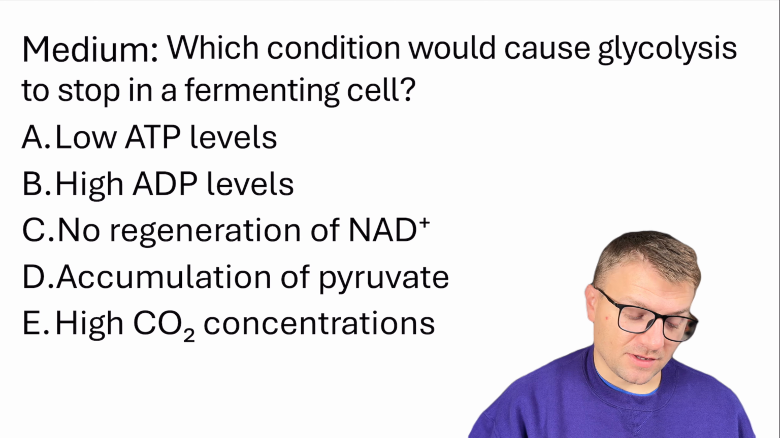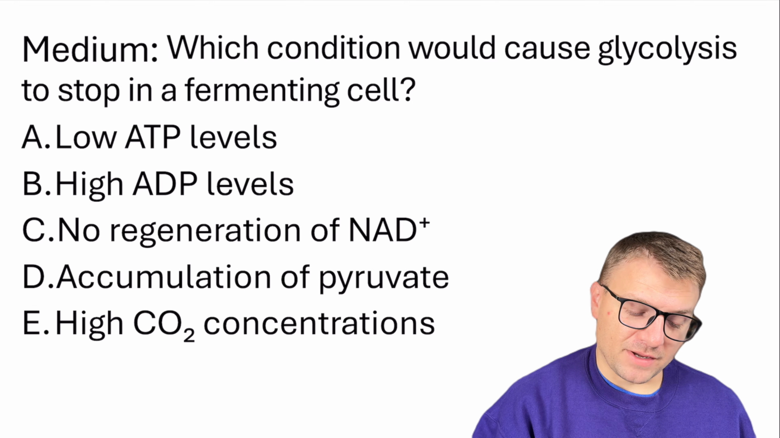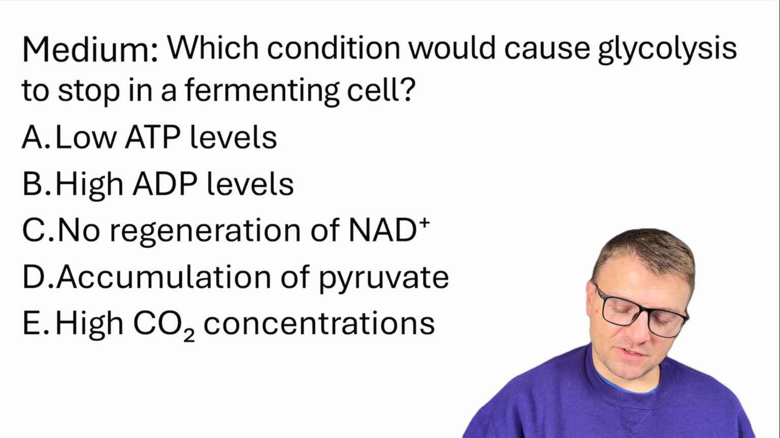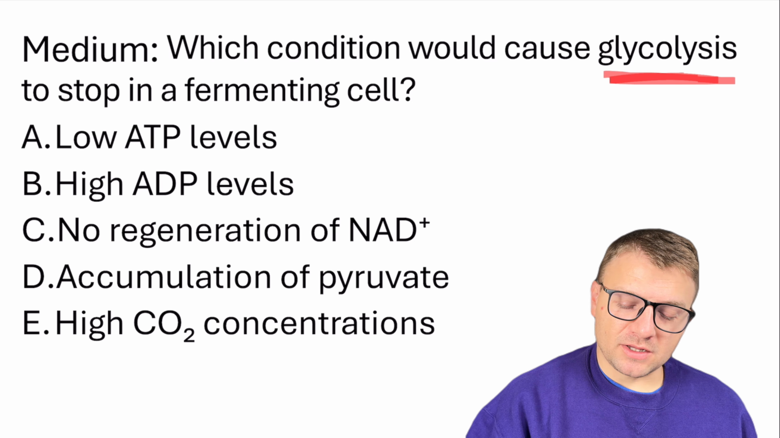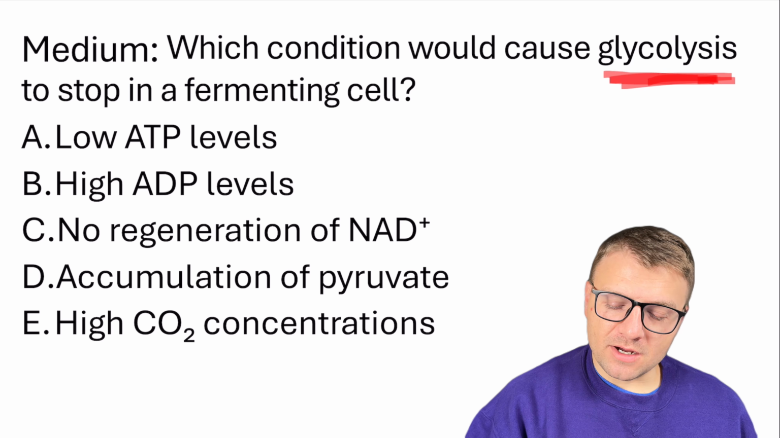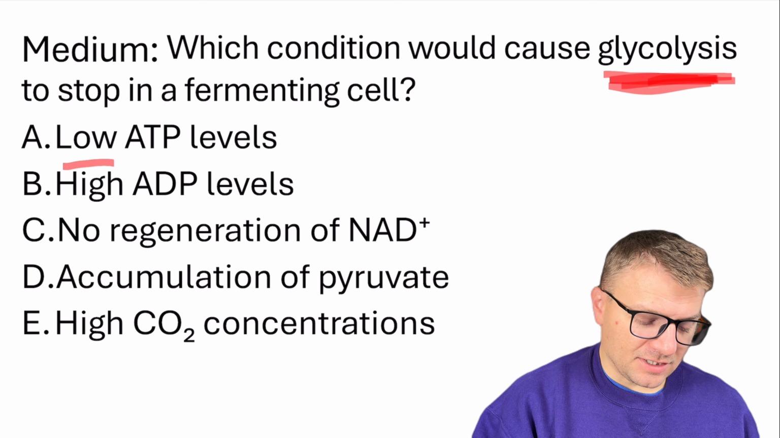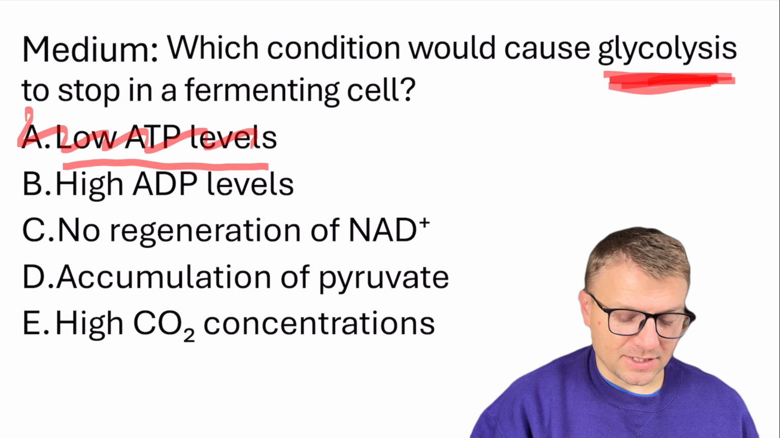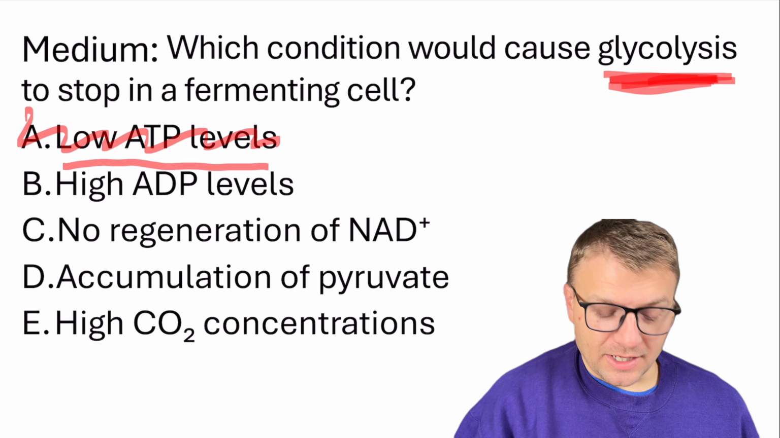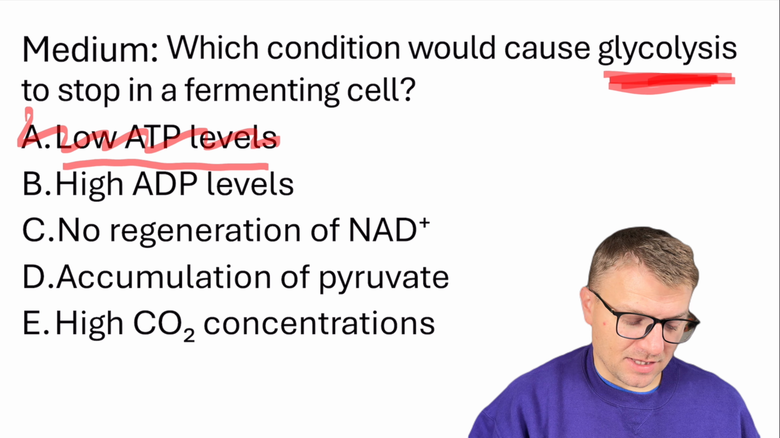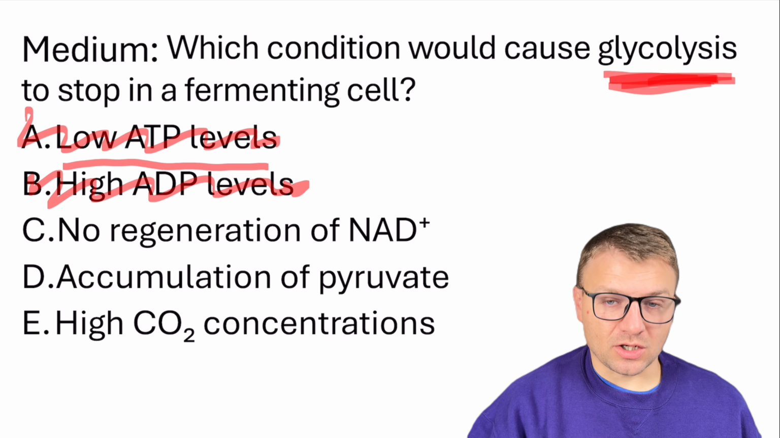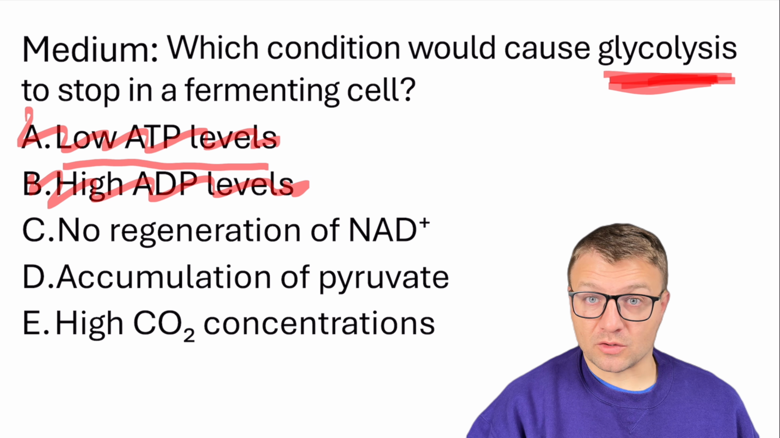Here's the medium question. Which condition would cause glycolysis to stop in a fermenting cell? So this question is a little bit more difficult because it's saying, hey, how would glycolysis stop? What characteristic would cause this process to actually stop? Low ATP levels. Nope, that wouldn't happen because that would actually start up glycolysis. High ADP levels. Again, no, that would actually cause glycolysis to occur more quickly.